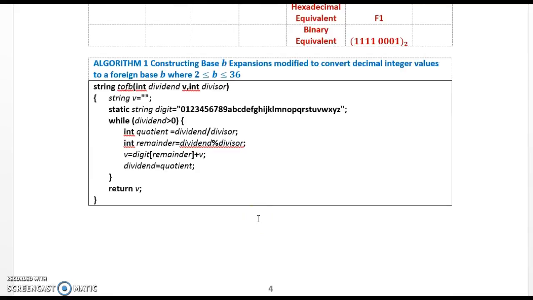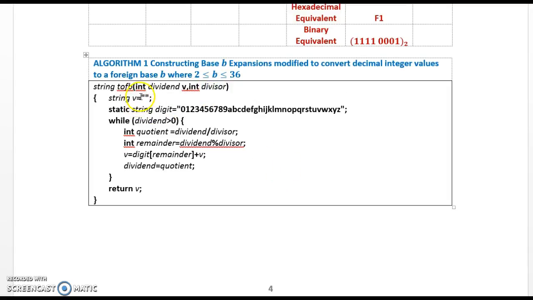So our first algorithm, Algorithm 1, is constructing base B expansions, modified to cover decimal integer values to foreign base B, where 2 is less than or equal to B, less than or equal to 36. So instead of what we have given in the books, I've given you a tested algorithm that's in C++. It returns a string, and string is not a reserved word, so I better italicize that. And the name of the routine is 2FB, which stands for 2 foreign base. I'm given a dividend and a divisor. This is the initial decimal value, and this is the foreign radix.